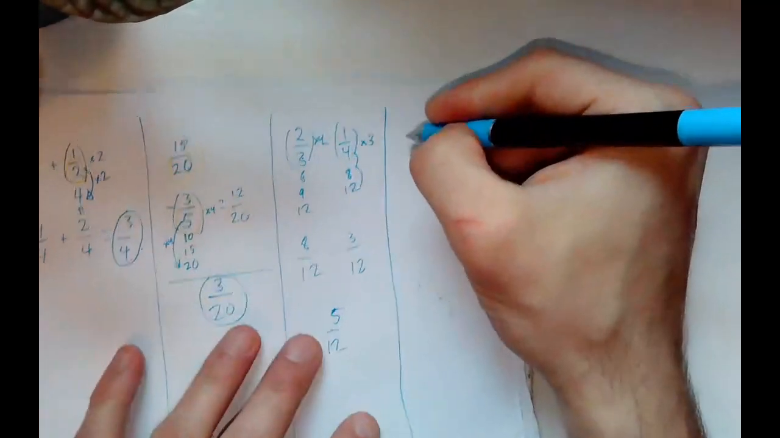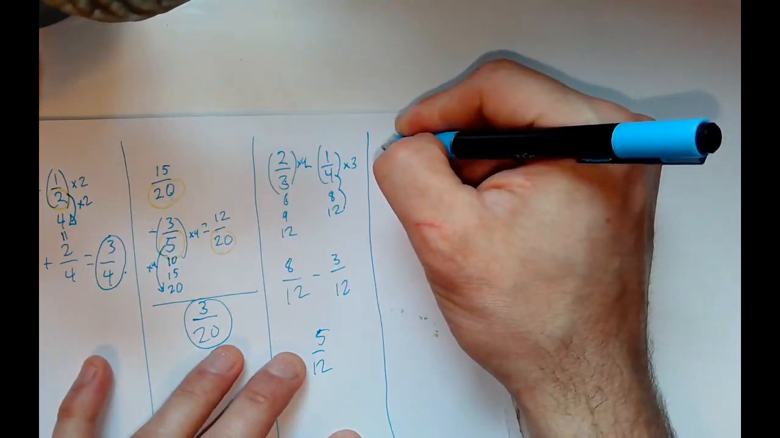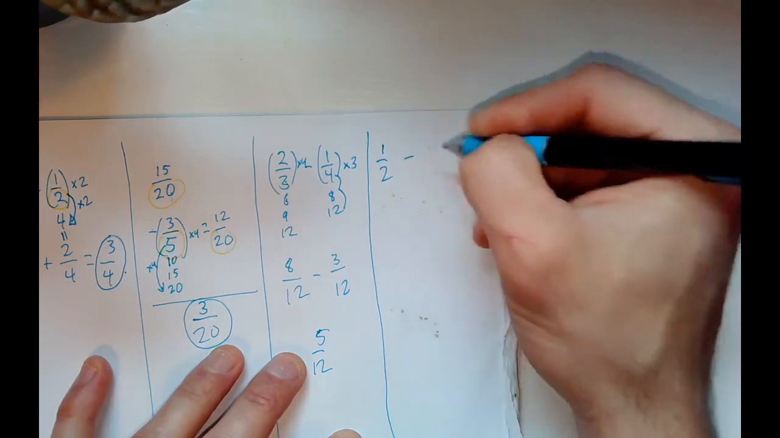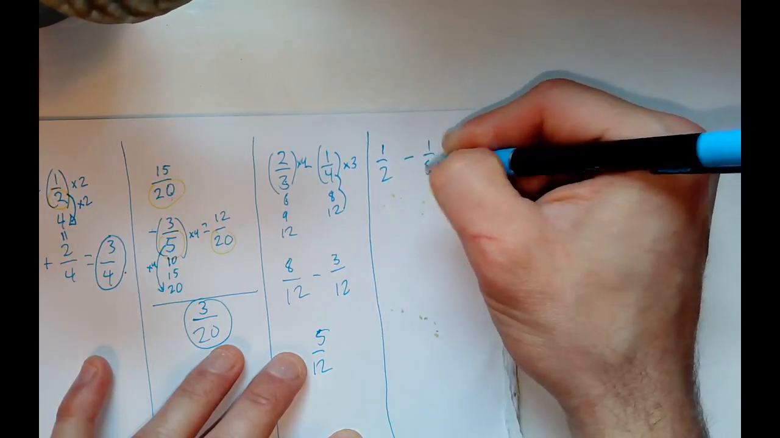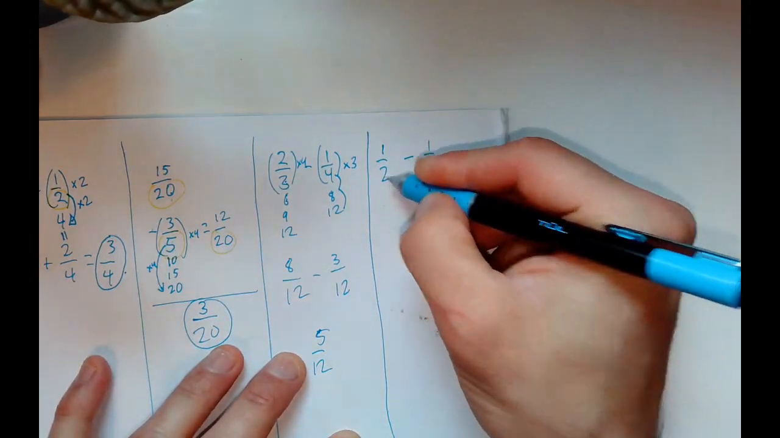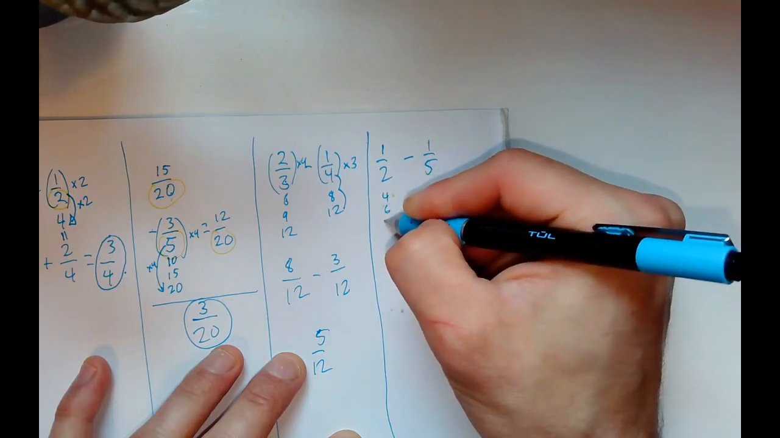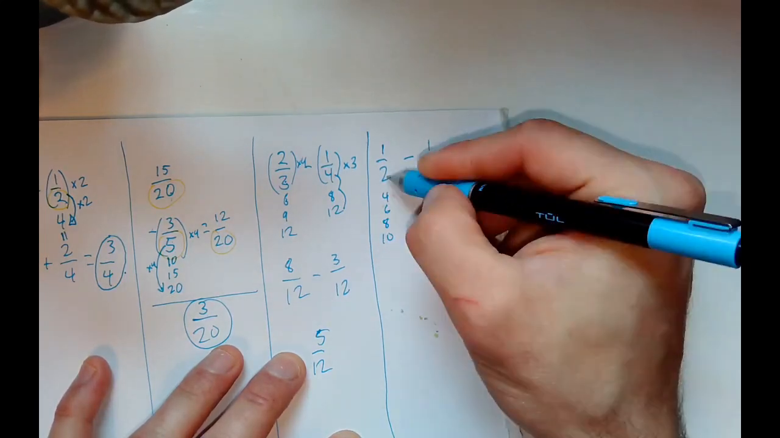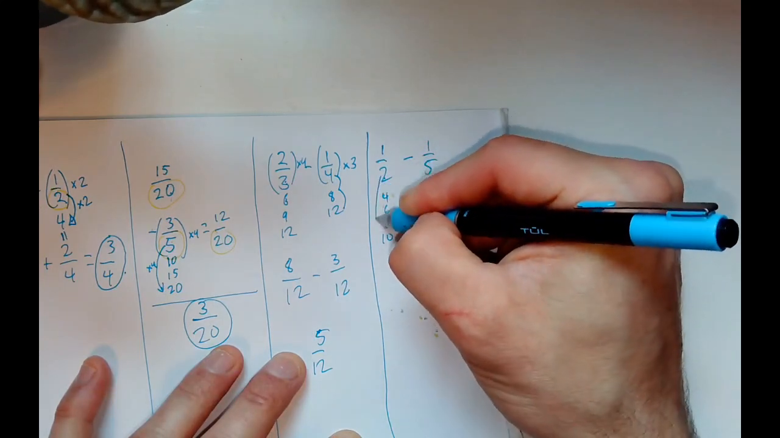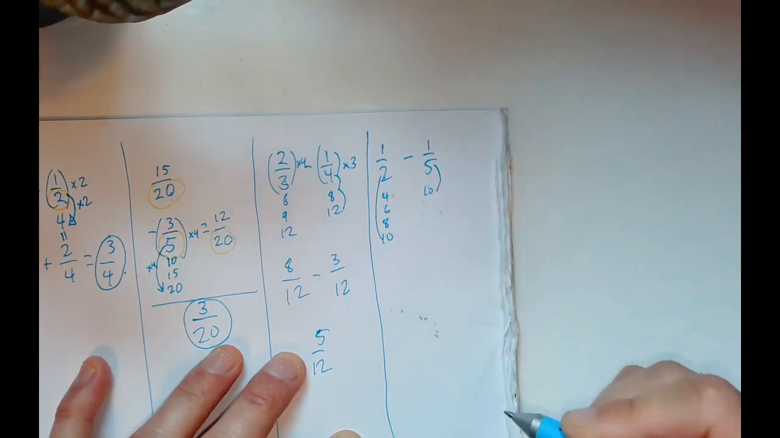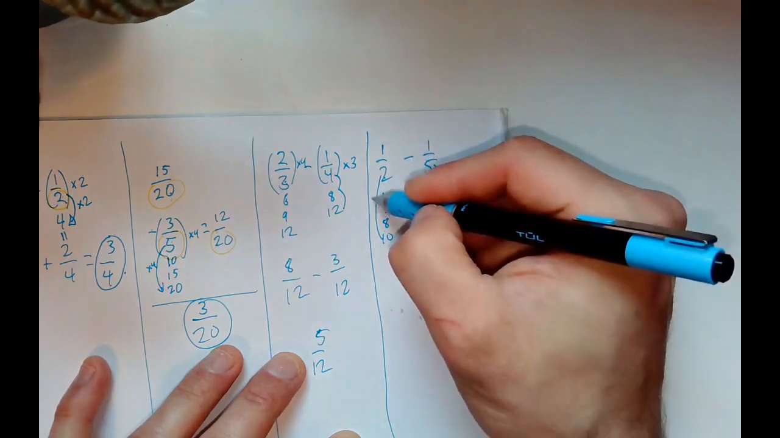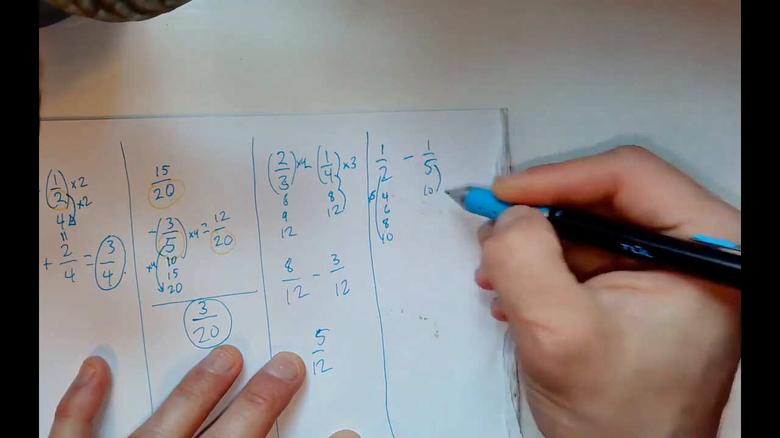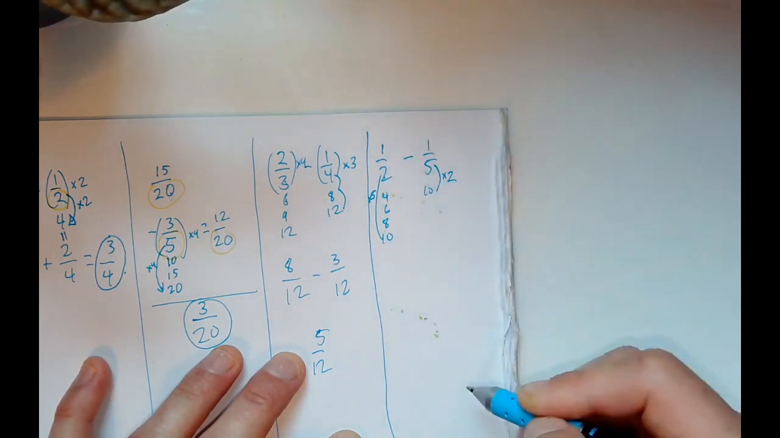We are going to have 1/2 minus 1/5. Start with that smaller denominator, 2, 4, 6, 8, 10, 5, 10. This one got changed 5 times, cut into 5 pieces. This one cut into 2 pieces. So this is going to be times 5. This is going to be times 2.